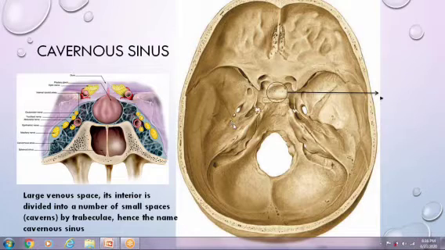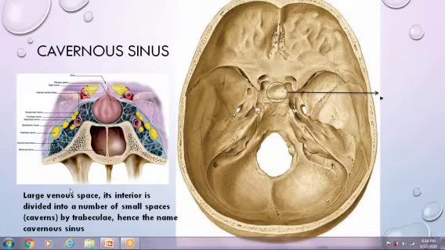Okay? So clear. So what is this part of the petrous part of the temporal bone? Apex. Very good. What is the name of this foramen here? Foramen lacerum, because it is irregular. Okay. So shall I continue now? Okay. So now we'll see about the cavernous sinus.